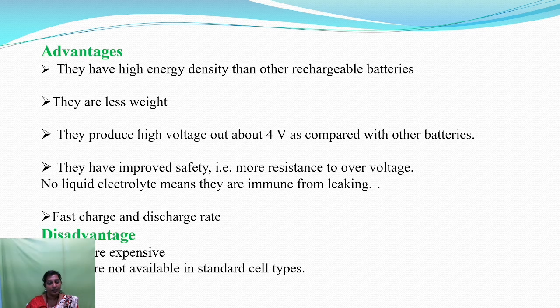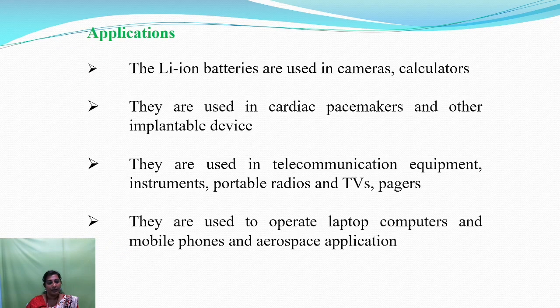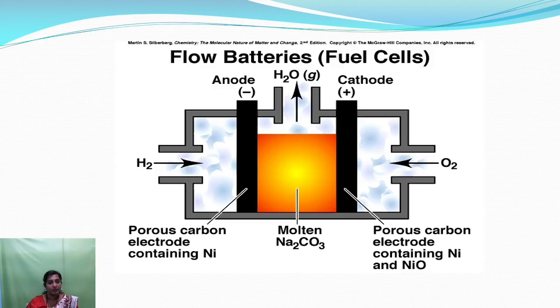Disadvantages of the lithium ion battery: they are expensive, and they are not available in standard cell types. Applications of lithium ion batteries: they are used in cameras and calculators, in meters and other medical devices, in telecommunication equipment and instruments, portable radios and TVs and pagers. They are used in laptop computers, mobile phones and aerospace applications.